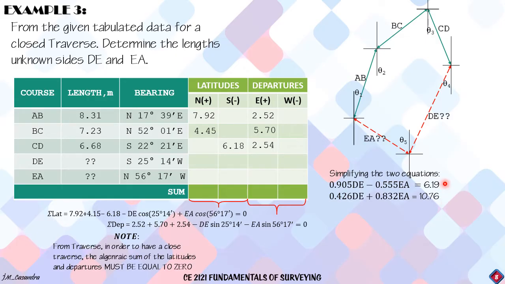Once we have simplified, we can solve this by elimination or by substitution. From there, we arrive at the value of DE, which is equal to 11.24 meters, and EA is 7.18 meters. So this is one way to solve for your lengths if you have two adjacent sides that are missing their lengths. But you could also use the conventional way of closing the traverse and then taking the newly formed traverse in the triangle form. Okay, so let's move to another example.